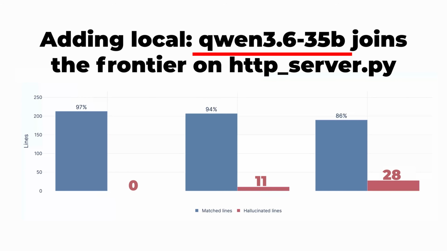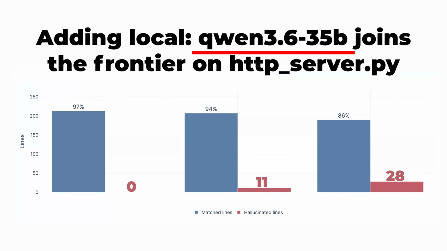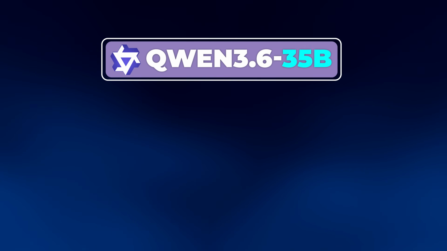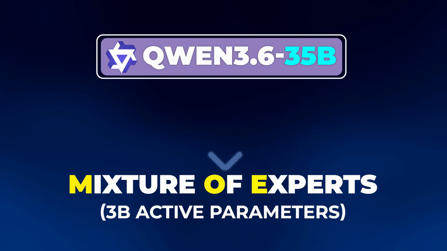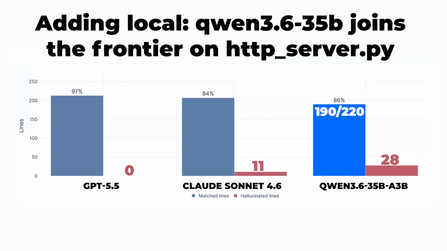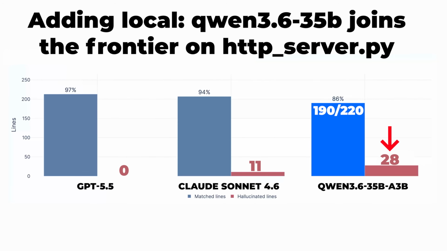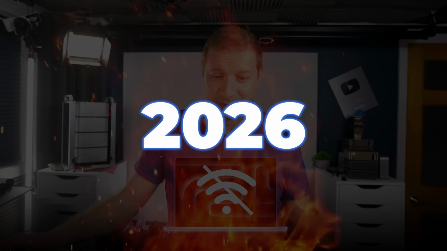Now, can a model running on my laptop compete with these numbers? I started off with Qwen 3.6 35B. It's a 35 billion parameter model, but it's a mixture of experts with only 3 billion active parameters. And we've got 190 out of 220 with 28 hallucinations. It's not as good, but it's not terrible, right? Within 7 points of a frontier model. It fits on a Mac running offline, so that's what's hot right now in 2026.